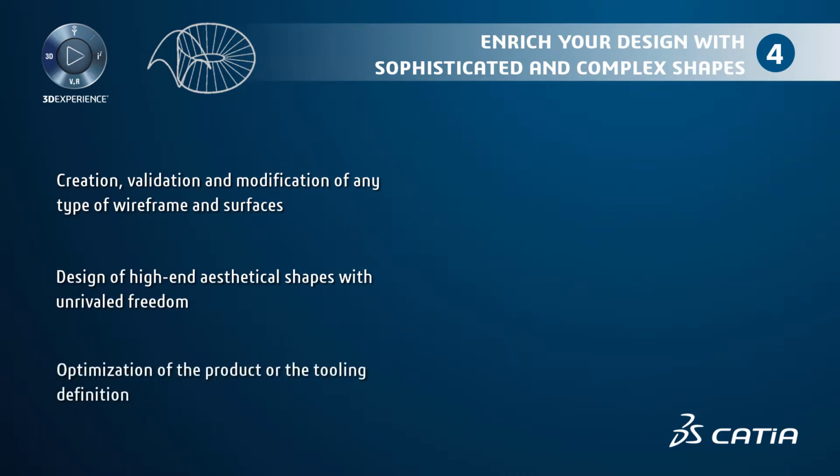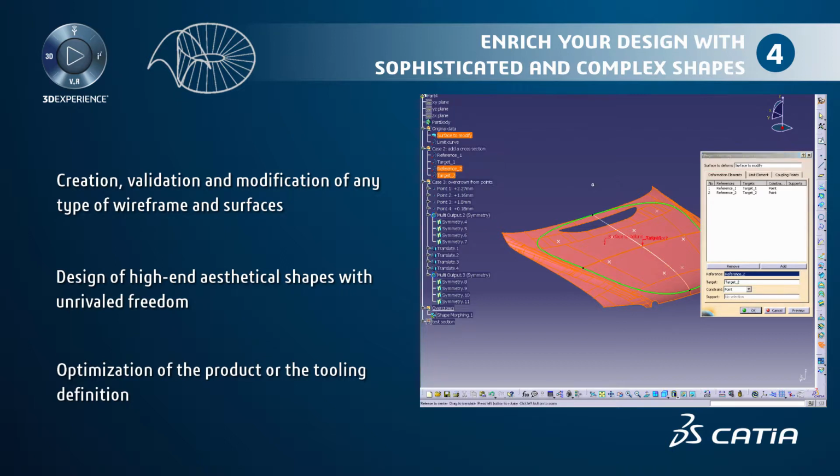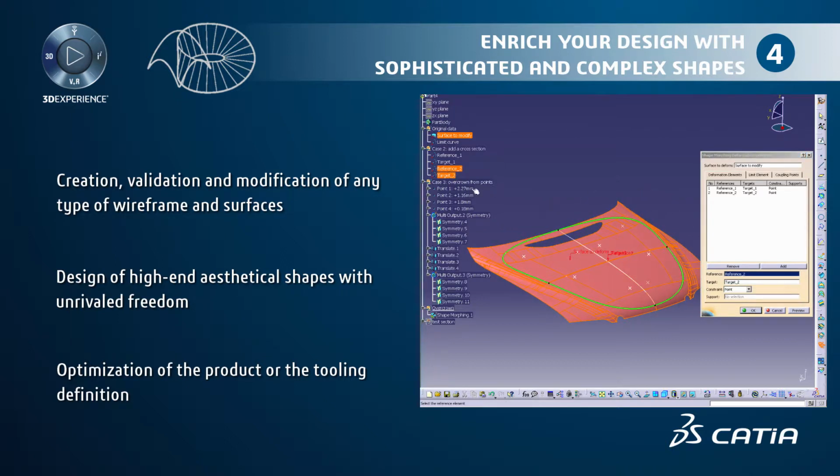How can you optimize the product or the tooling definition? First, thanks to CATIA Generative Shape Optimizer, a powerful technology that offers several options for creating local or global deformations on a surface. In this case, we have created a surface deformation based on the defined initial status and the final one. This status is built with curves network. Each initial curve is associated to a final one.